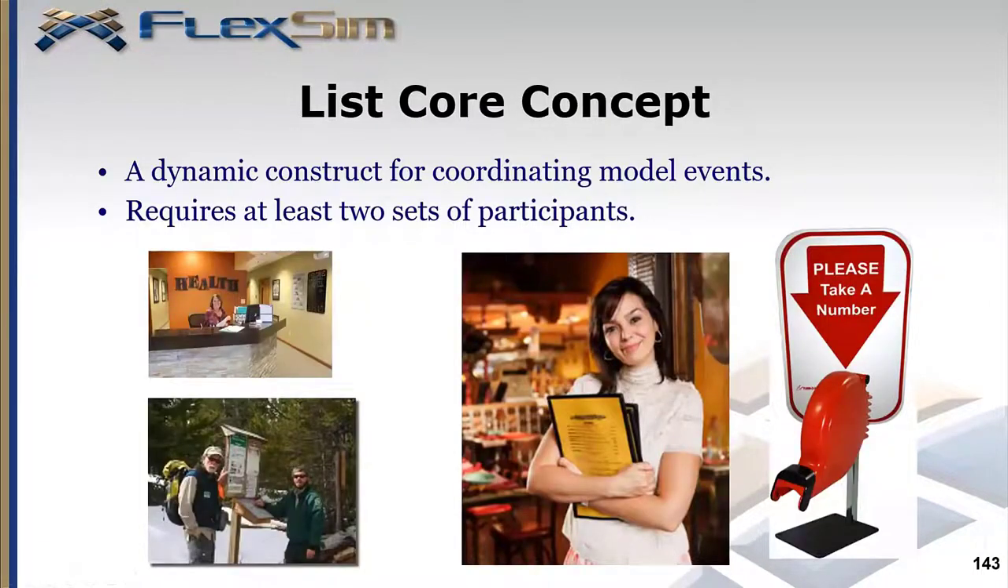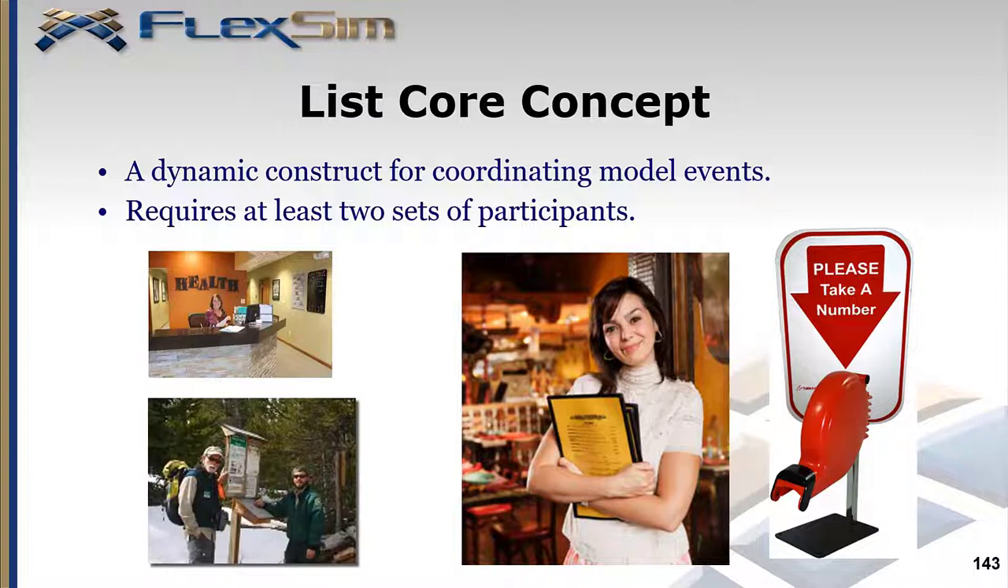So one of the big things that you need to remember about the list is that it is at its core a mechanism for controlling and coordinating model events. And by its very nature, it is very dynamic, which means that there is constantly during the model's runtime things that are interacting with and changing the composition of the list.